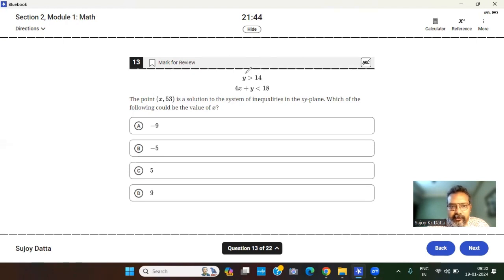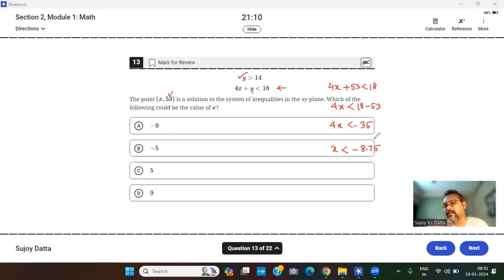Since y is bigger than 14 and 53 is given, it satisfies this. This is not a problem. You have to just think of this. So if I plug in 53, we have 4x plus 53 less than 18. So 4x is less than 18 minus 53, so that will give me 4x is less than negative 35. So that means x is less than negative 8.75.